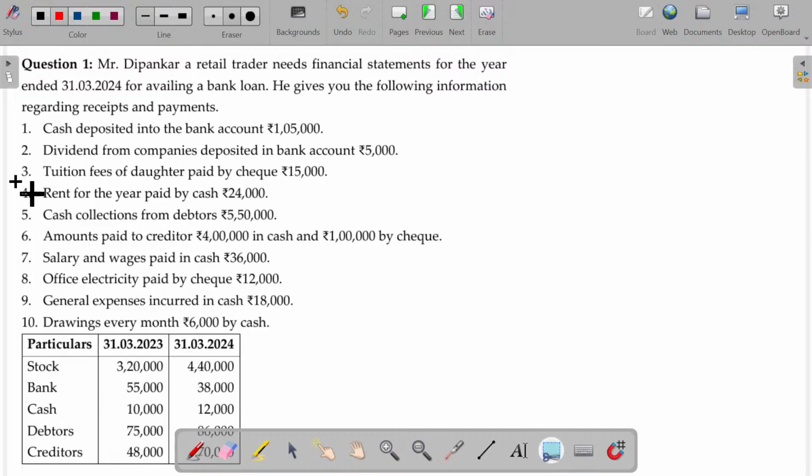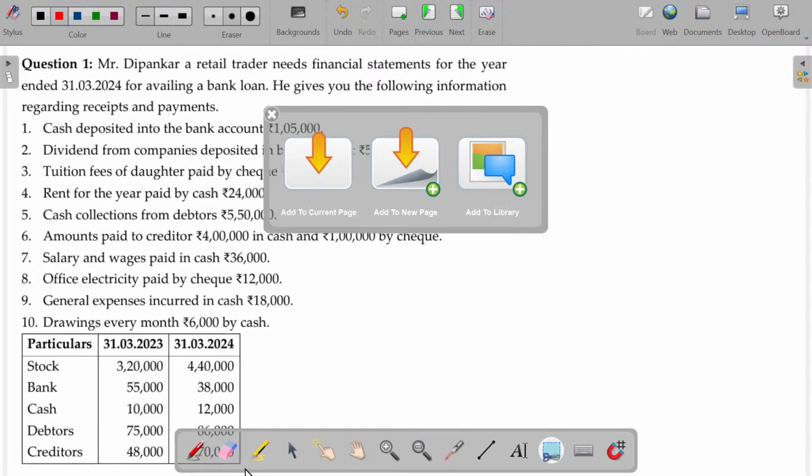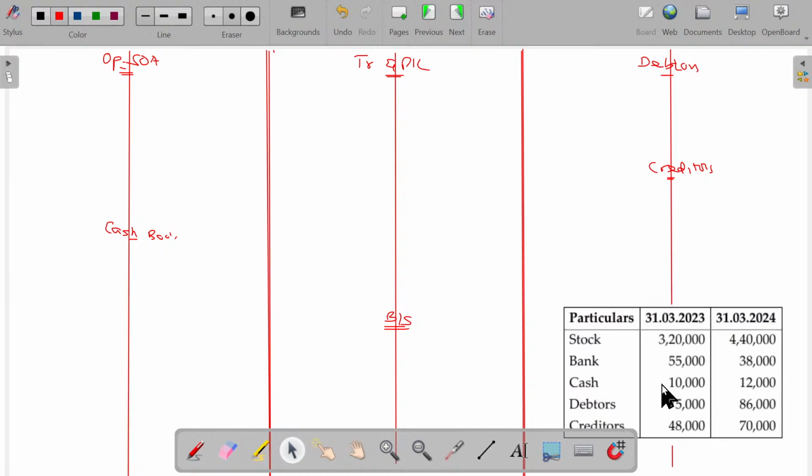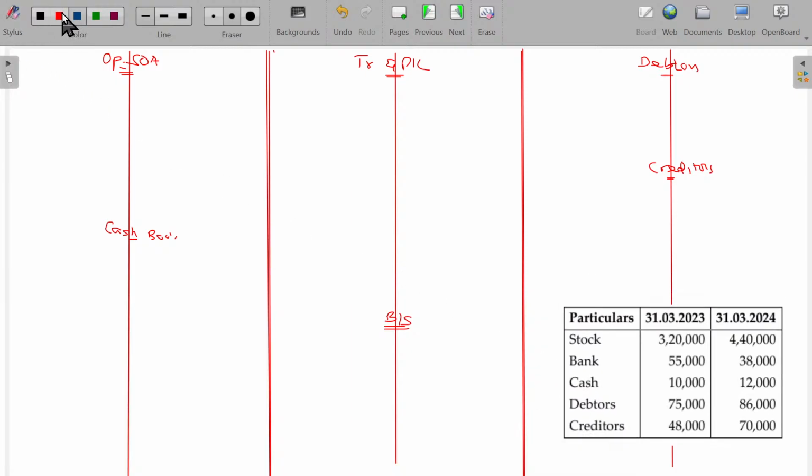We'll start with the first few items. Apart from that, this is the initial balance sheet information. We'll start posting this first of all. Come on, tell me where to post. Stock should be posted twice. Opening stock, being the asset, shown in the asset side of the opening statement of affairs, 3 lakhs 20.